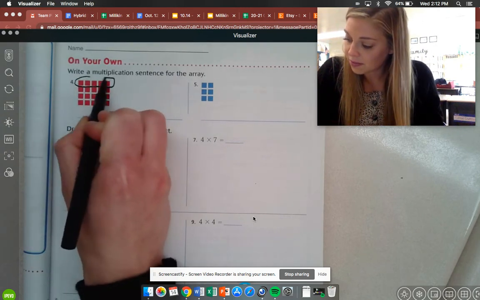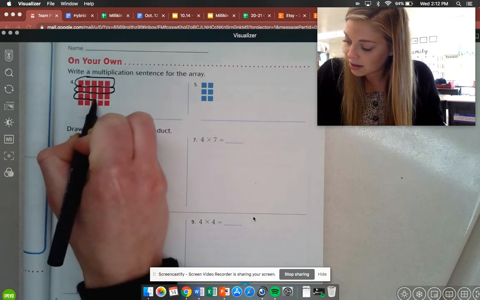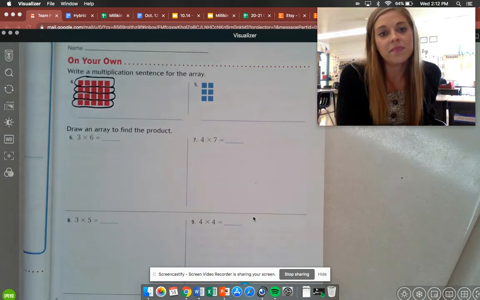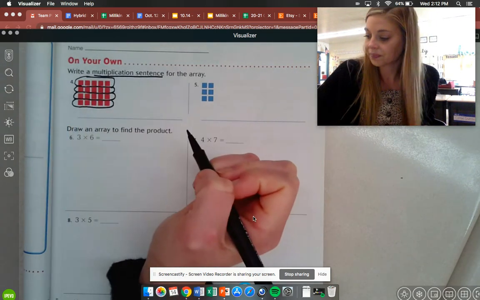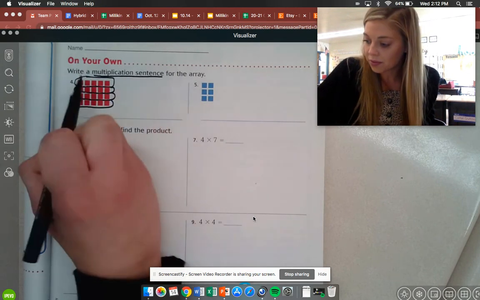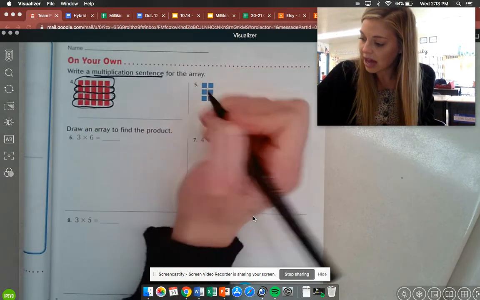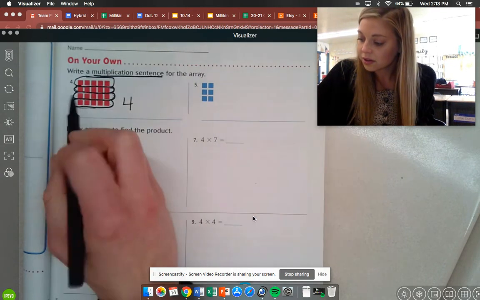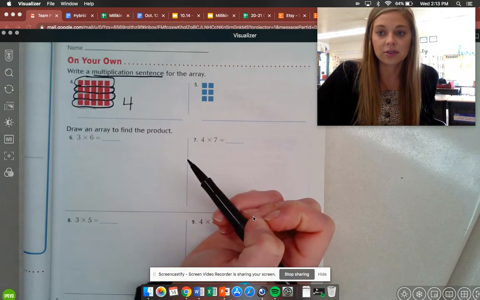I like to count my rows in an array like this. There's 1 row, 2 rows, 3 rows, and 4 rows. Okay, it wants us to write a multiplication sentence for this array. The way that we do that is by saying we have 4 rows, so we really have 4 groups, right? 1, 2, 3, 4. So we have 4 groups of 1, 2, 3, 4, 5. There's 5 in each group, right? There's 5 in each row.